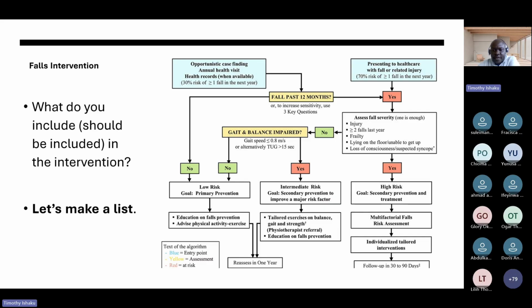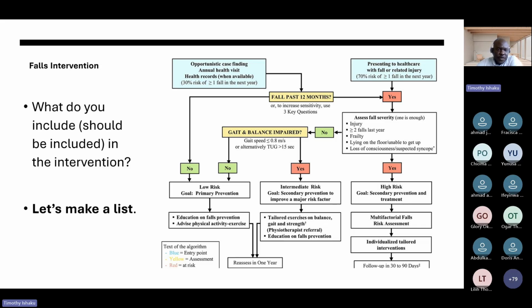Then the next part is the intervention. I'm coming back to the NICE guideline flow chart that I shared earlier. For those that are joining us, I shared it in the chat box, and I believe that has been circulated, although I didn't confirm it, in the WhatsApp group.